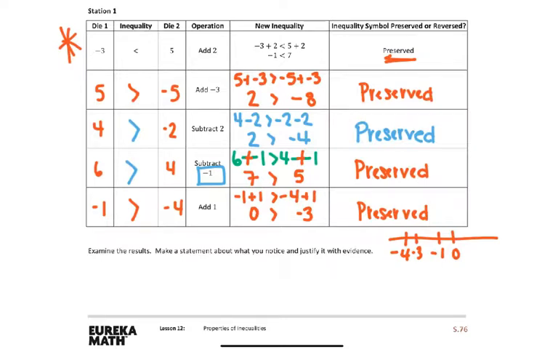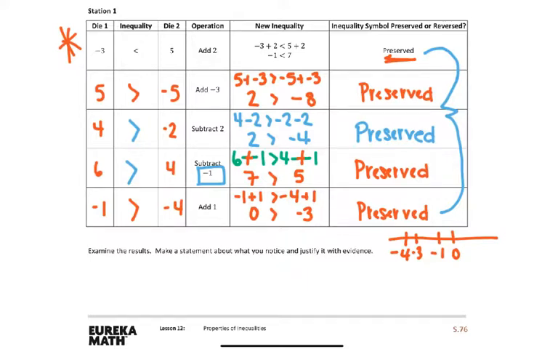So this is asking us to examine the results and make a statement about what you notice and justify it with evidence. So when we look at whether or not our inequality symbols changed in each of these operations, they all stayed exactly the same. So we can make a statement about the properties of inequalities, to say that when a number is added or subtracted to both numbers being compared, or both numbers in our inequality, the symbol stays the same, meaning that that inequality symbol is preserved.